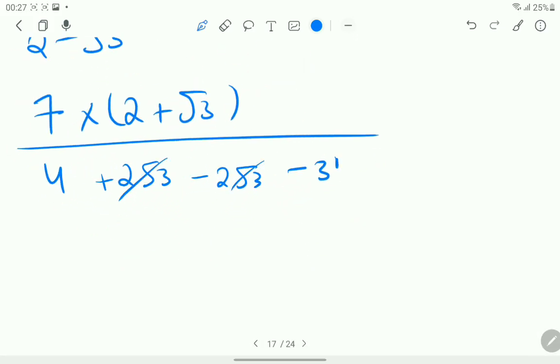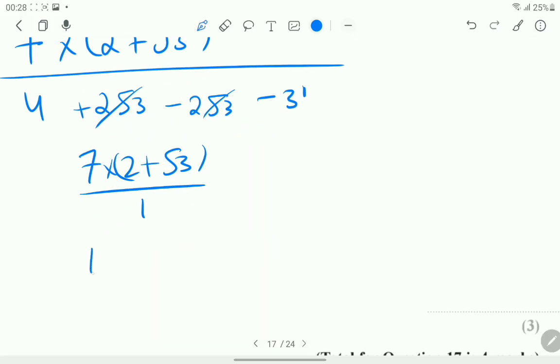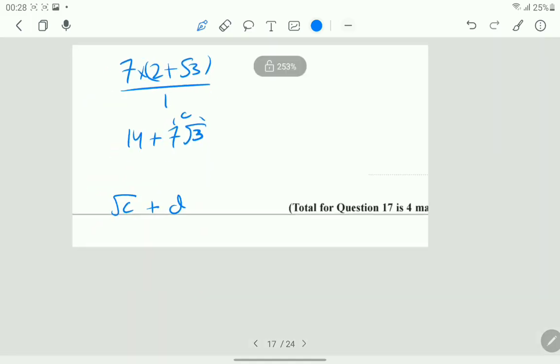So this goes out. 4 minus 3 is 1, so we get 7 into 2. I will handle this later, and so this is 1, and now we get 14 plus 7 under root 3. This is not needed, obviously, the denominator is 1. Now the question is still not solved because our required form is under root c and d, and this is not a single c. There are two integers. We need to make it into 1.